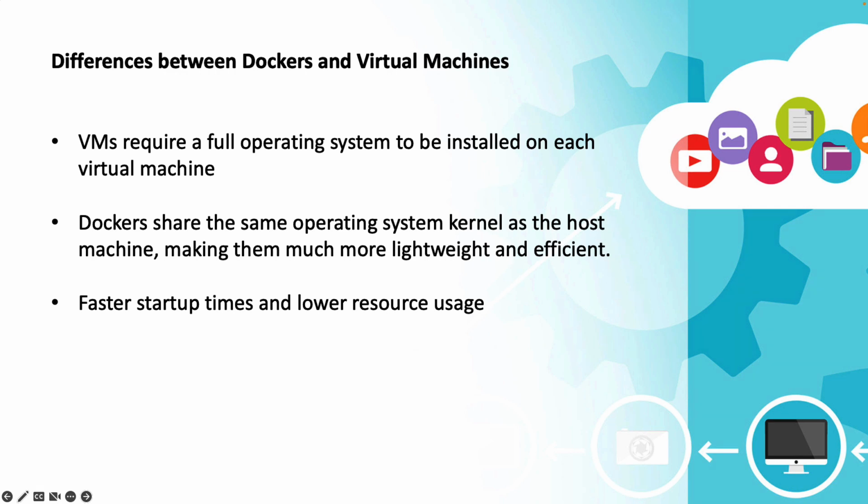So what's the difference between a Docker and a virtual machine? While Dockers and VMs both provide a way to isolate applications from their underlying hardware, there are some key differences between the two technologies. VMs typically require a full operating system to be installed on each virtual machine, which can lead to significant overhead and resource usage. In contrast, Dockers share the same operating system kernel as the host machine, making them much more lightweight and efficient. This allows for faster startup times and lower resource usage while still providing isolation and some security.